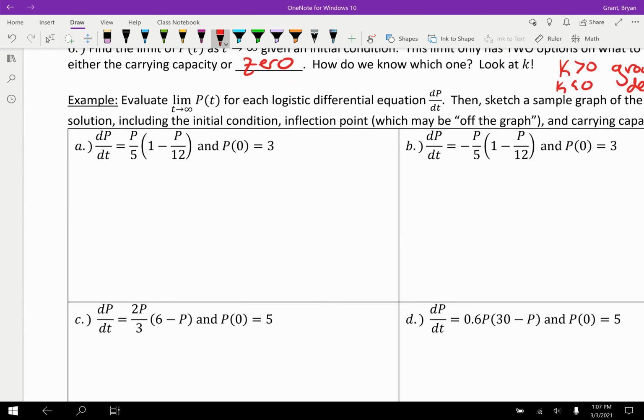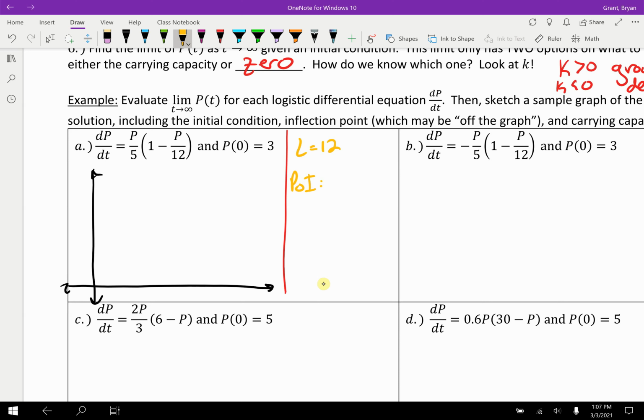We have this, and actually I'm going to try to acquire some information over on the side. We'll use this area here, and then I'm going to sketch a graph over here as well. Okay, so let's take a look at this first one. We know the carrying capacity is 12, which means that the point of inflection, and these are all p values, right? The point of inflection is half of that, which is 6. And we also know it has to contain the point 0, 3, and so I think we're pretty much ready.